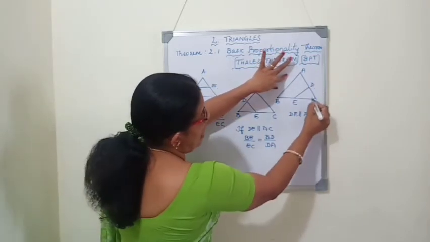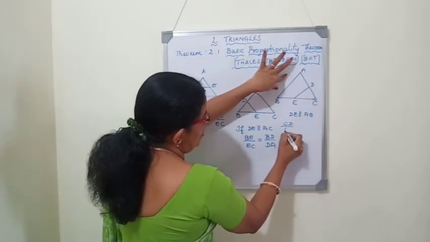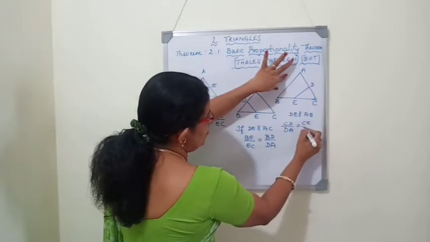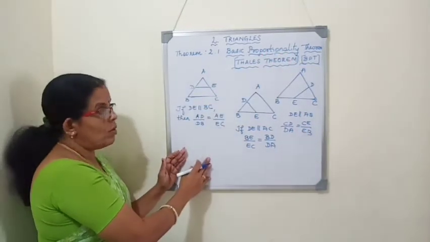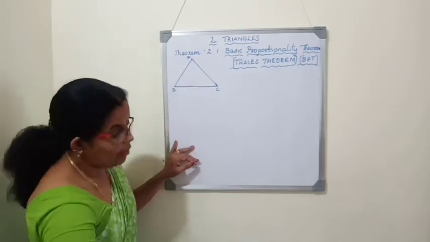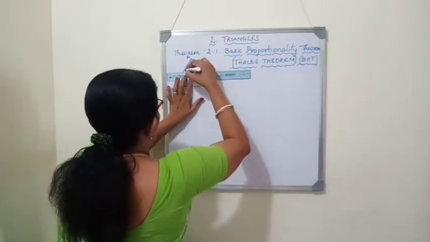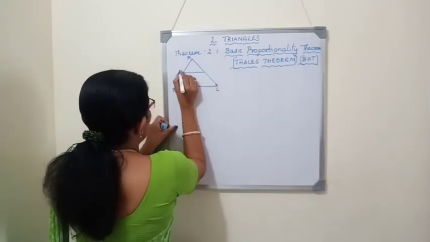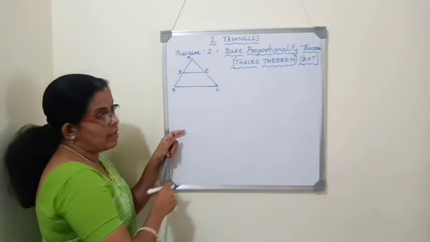So how can we start? CD by DA is equal to CE by EB. I hope you understood this theorem. The theorem says that in any triangle, if we draw a line parallel to one side of a triangle, so we will draw a line DE parallel to BC, then the line will divide the other two sides in the same ratio.